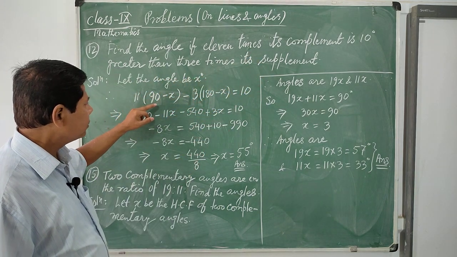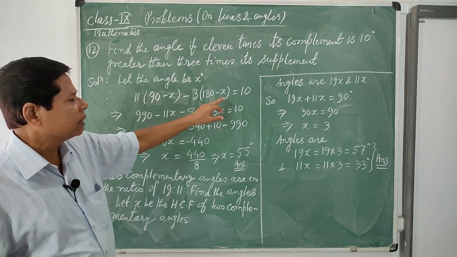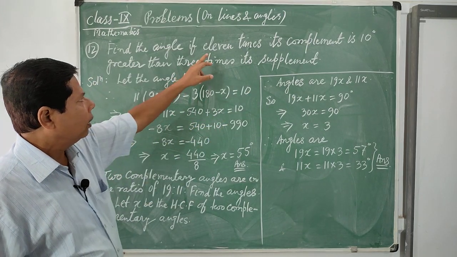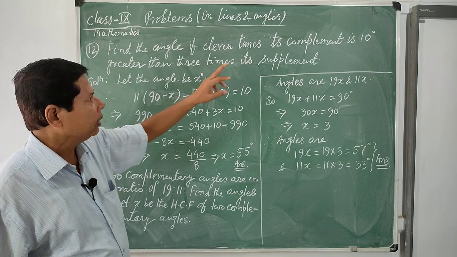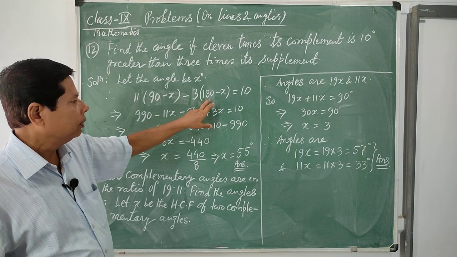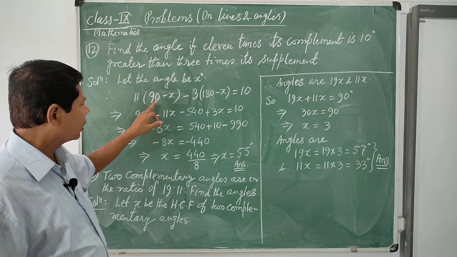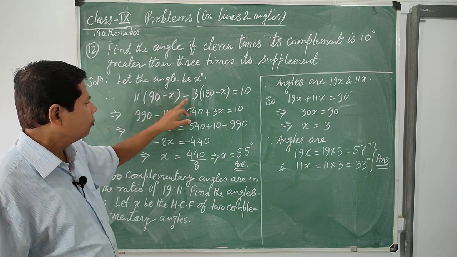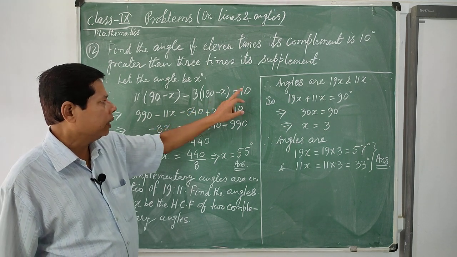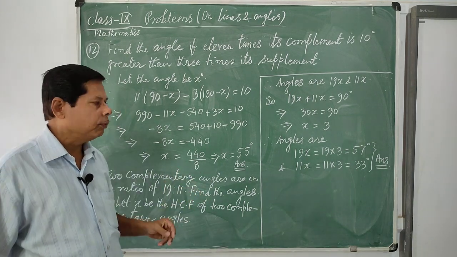That means the difference of 11 times complement and 3 times supplement must be equal to 10 degree, because 11 times its complement is 10 degree greater. Therefore, this part is greater than this part, so we have to take the difference of these two. 11 times the complement of x, minus 3 times its supplement 180 minus x, equal to 10 degree. So in this way, from the given problem, we have to frame the equation.